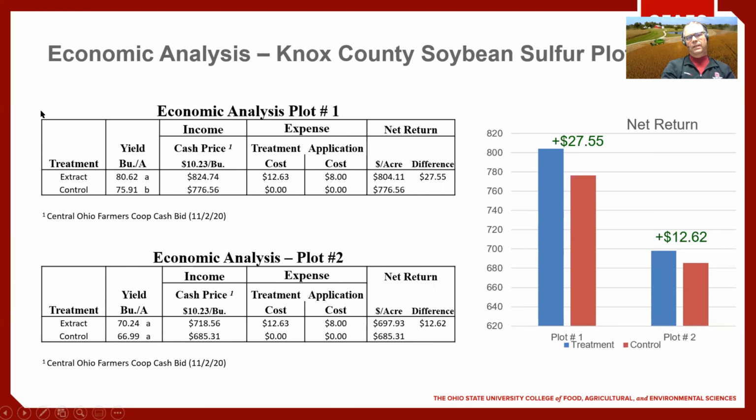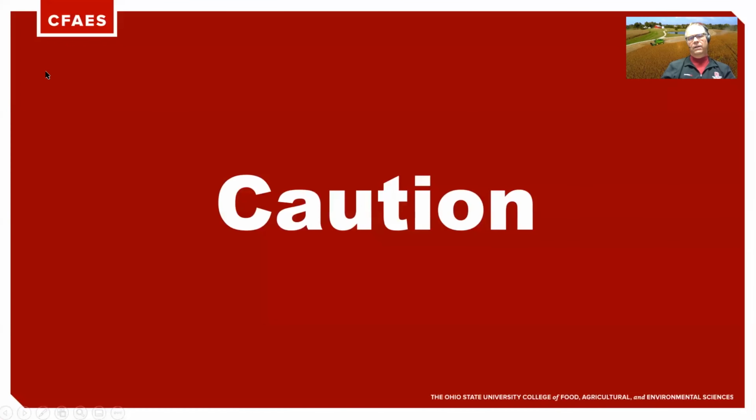And that leads me really into my next slide here, and it's caution. This is the third year that we've had sulfur plots out in Knox County. This is the first year that it's ever shown a positive net return. Most of the years when we've walked through these plots and looked at them, you can see a difference in color where the sulfur's been applied. Usually those plants are a little bit greener looking. And you can see that with the eye, you can see that with the imagery we take from our drones.